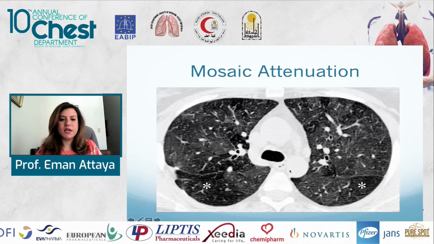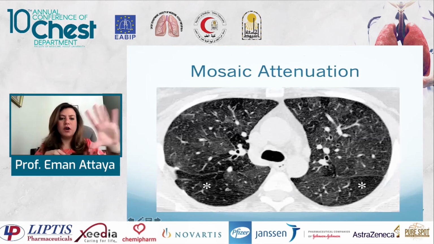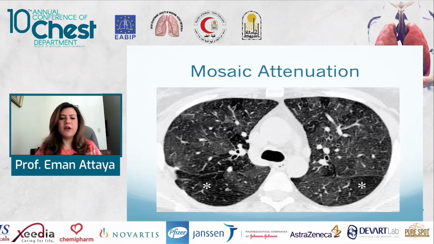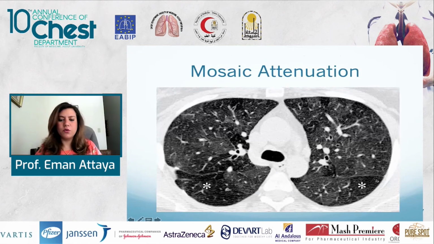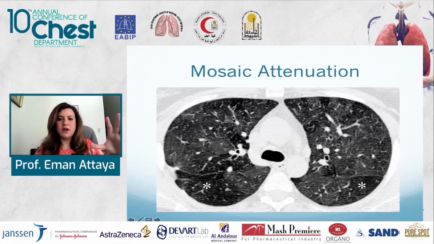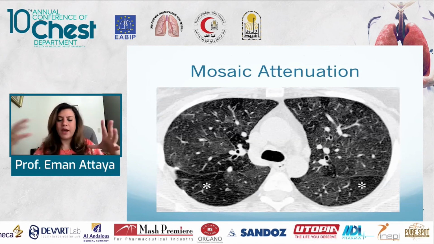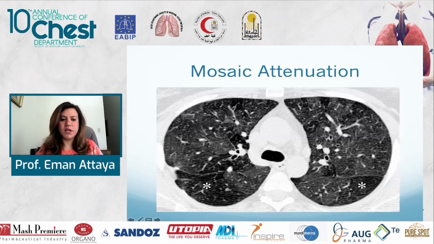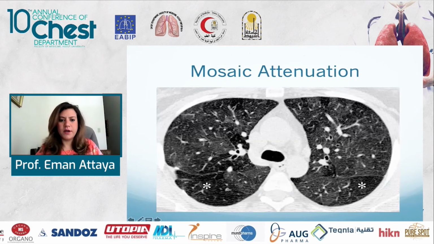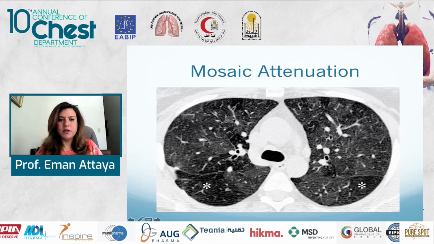Here's an example of mosaic attenuation of the lungs. Basically, this is alternating areas of lower and higher attenuation. The areas of higher attenuation are areas of air trapping. Once the bronchioles get inflamed, the air goes in on inspiration, and then it gets trapped. It can't go back out on expiration because the bronchioles are not as pliable. And so you get these areas of retained air, air trapping. That is common with a viral pneumonia.